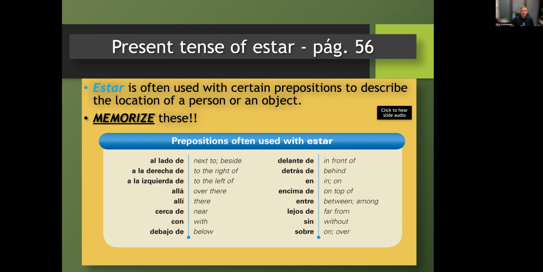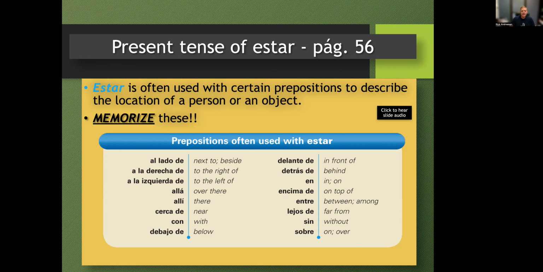and on. Okay, so in and on are both translations of the word en. Clase, repitan. Encima de. On top of. Entre. Between. Among. Entre. Bien. Lejos de.